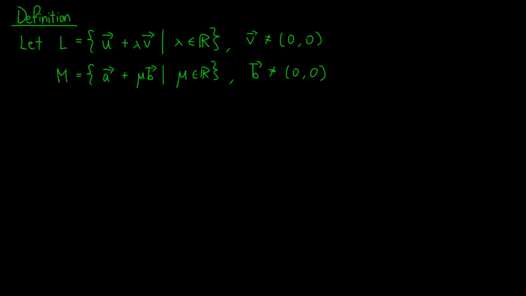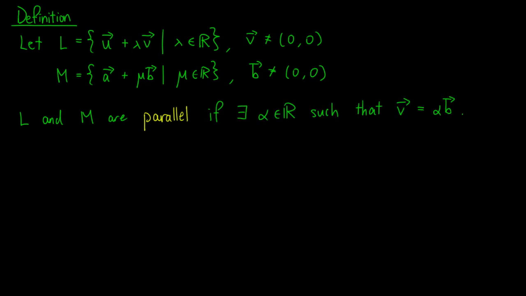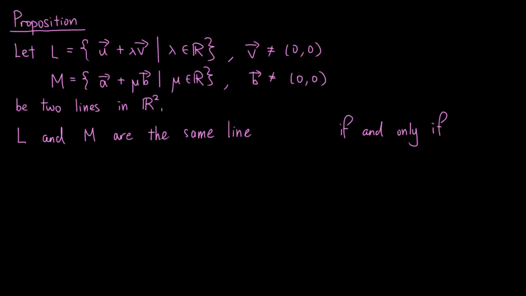Suppose we have two lines, L, which is u plus lambda v, where lambda is a real number, and v is not the zero vector, and M, which is a plus mu b, where mu is a real number, and b is not the zero vector. We say that L and M are parallel if there exists a real number alpha such that v is alpha times b. In other words, to ensure that two lines are parallel, it is sufficient for the two direction vectors to be parallel. Let's look at a proposition.